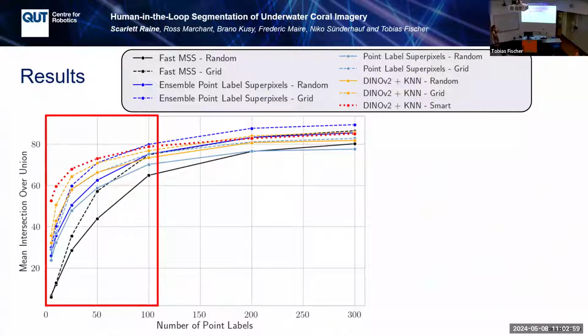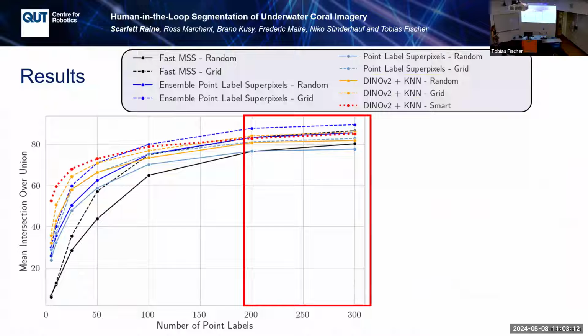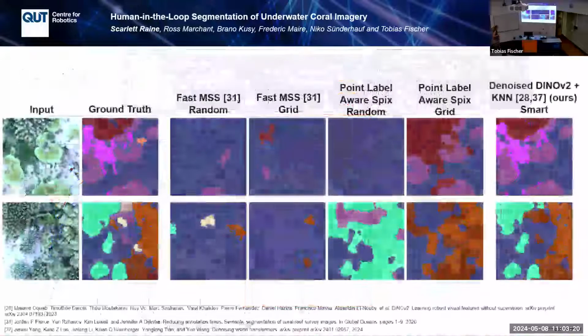Now inspecting the mean intersection over union on the y-axis for different numbers of point labels, what we can see is that increasing the point labels from 5 to 100 points results in a significant improvement in accuracy, whereas the benefit of going from 200 to 300 points is far more marginal. So we can also make that as a recommendation.